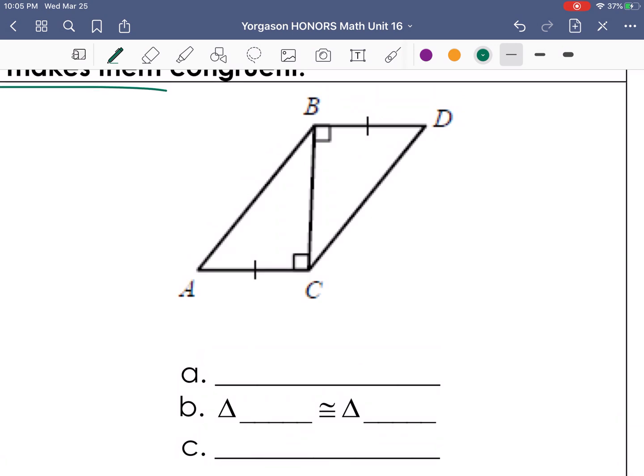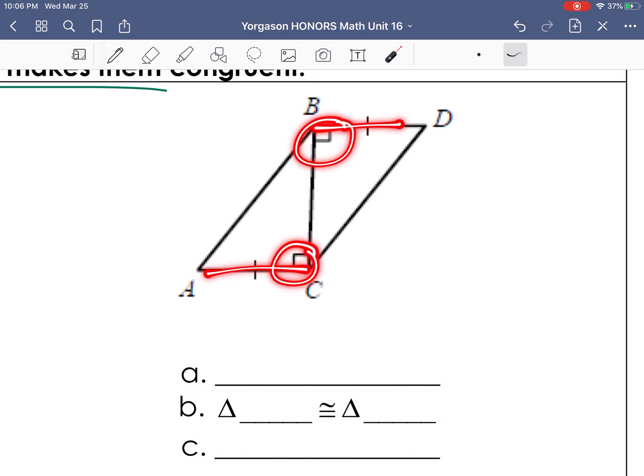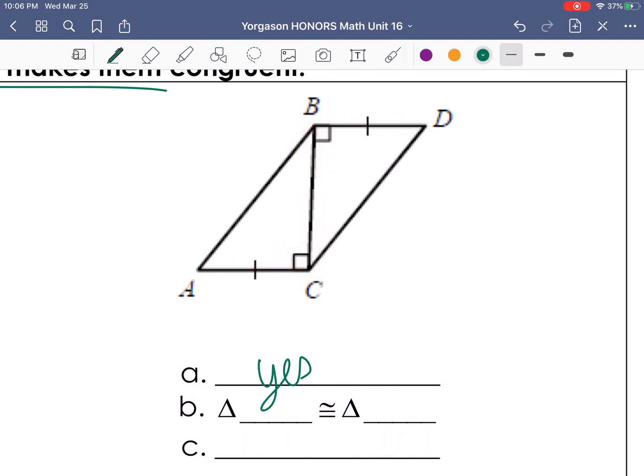Okay, so first off, we have ourselves two right triangles. Did they tell us, let's see, right triangle, right triangle. Did they tell us the hypotenuses were the same? They did not. So hypotenuse leg isn't going to work in this case, but we do have a side that's the same. We have a matching angle, and we have this shared side, right? So I'm going to say yes, these are congruent using side, angle, side again.